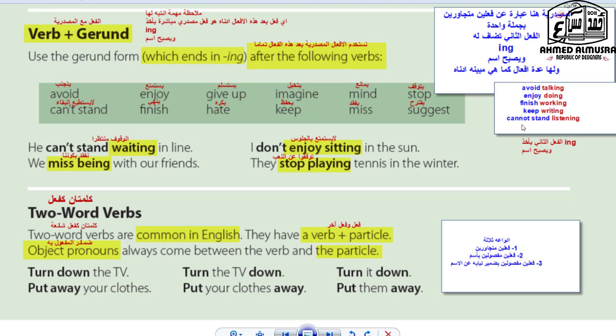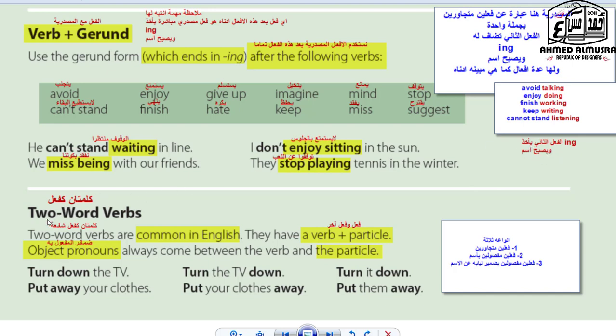So how does this work? Look at the examples. He can't stand waiting in line. We miss being with our friends. I don't enjoy sitting in the sun. They stop playing tennis in the winter. Look at this: the second verb after these verbs takes the ing, and it comes as a noun.